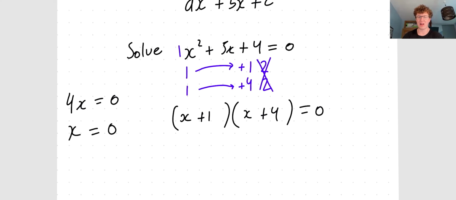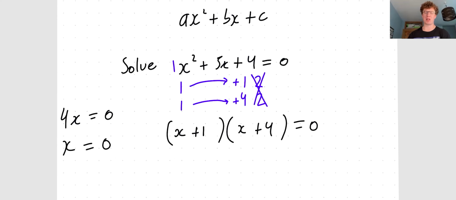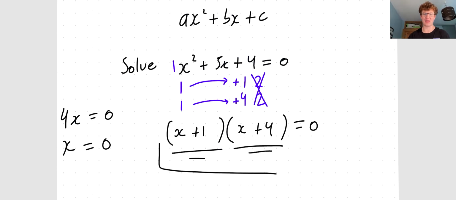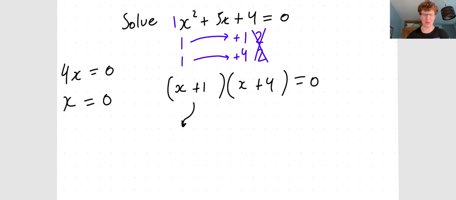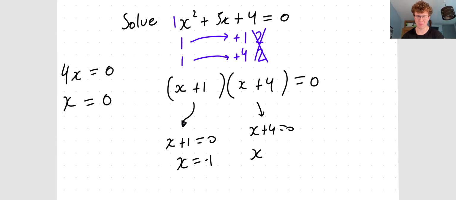So now, if we look at this, these brackets are multiplying and they're equal to 0, then either this bracket has to be 0, this bracket has to be 0, or both of the brackets have to be 0. So let's do each case. Let's say this bracket here is equal to 0. Well, if x plus 1 is equal to 0, then x must be minus 1. And here, if x plus 4 is equal to 0, then x must equal minus 4. And there we go. That is the solution to this quadratic, okay?